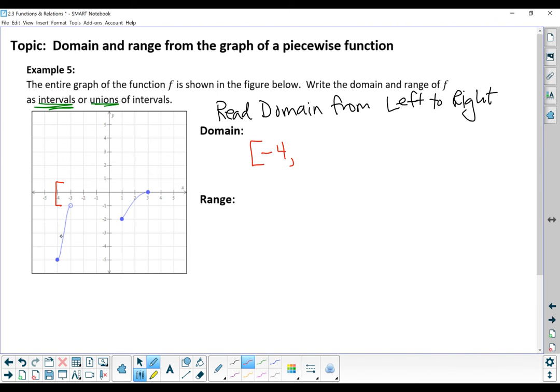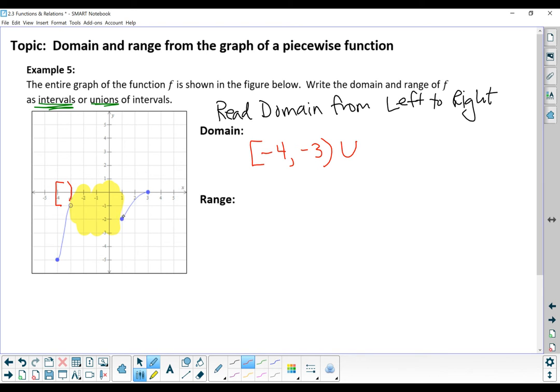And then the function goes over all the way until it gets to -3, and then it has this open circle. So it goes to -3, and I want to use a parenthesis because of that open circle. And then we've got this kind of huge gap right here where the function is not represented there. It's not in the function's domain. But I do have another piece. So we'll use the union symbol to kind of join those two parts together in the domain.